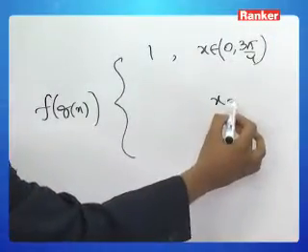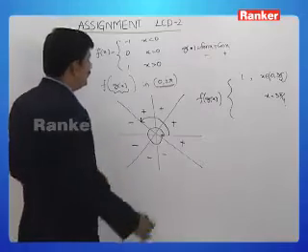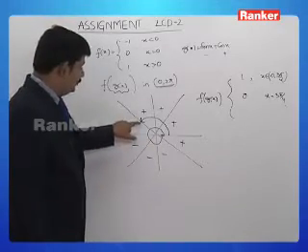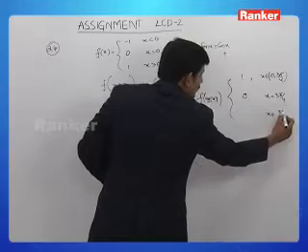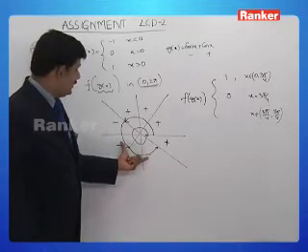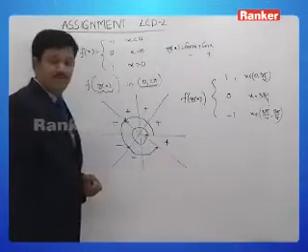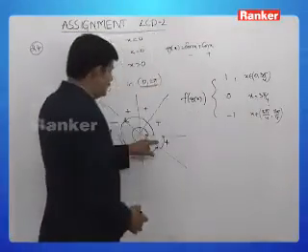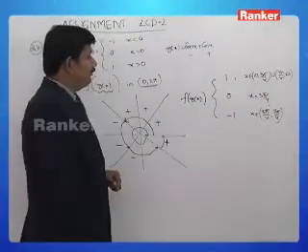And when x is 3 pi by 4, sin x plus cos x is 0, and because sin x plus cos x is 0, f of 0 will be 0. Now, from x equal to 3 pi by 4 to 7 pi by 4, sin x plus cos x is negative. So, g of x is less than 0, and f of g of x is minus 1. Again, from 7 pi by 4 to 2 pi, sin x plus cos x is positive. So, f of g of x will be 1.